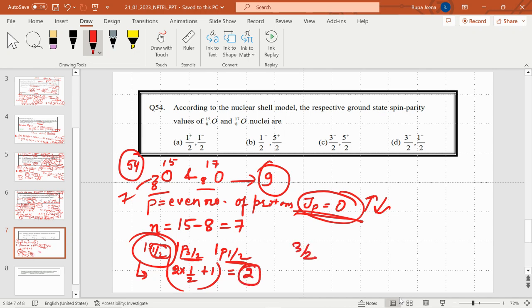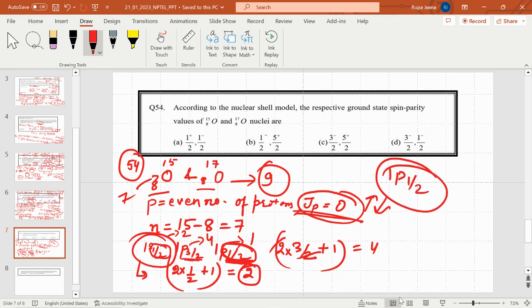And 3 by 2 will accommodate how many? 2 into 3 by 2 plus 1 is equal to 4. So it will accommodate 2, then 4, and then 1. 2, 4, 6, 7. That means the last neutron is falling in this state, 1p 1 by 2. So this is the total angular momentum, given in the subscript. So 1 by 2. And this is p. So S, P, D, F: for S, L is 0. For P, it is 1. For D, it is 2. For F, it is 3.